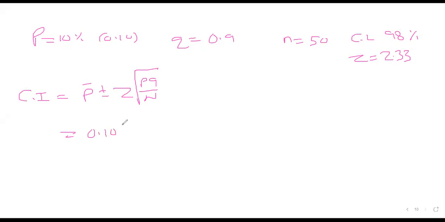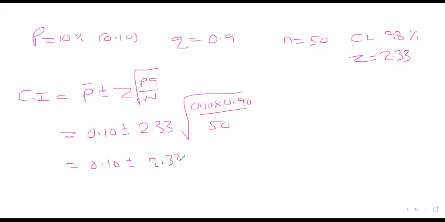The confidence interval for a proportion is P plus or minus Z times the square root of PQ over N. So here our P is 10%, our Z is 2.33, and our standard error is the square root of 10% times 90% over our N, which is 50. So we calculate. When you multiply that and take the square root, we get 0.04. Multiply it by 2.33, we get 0.09.